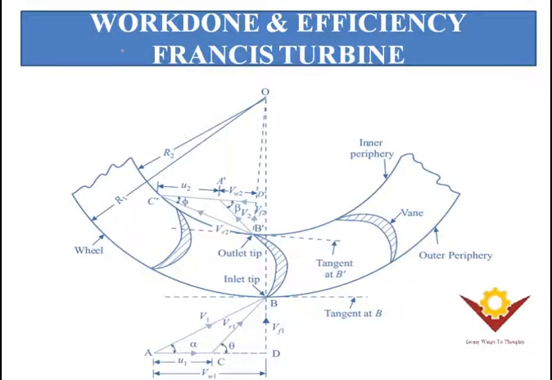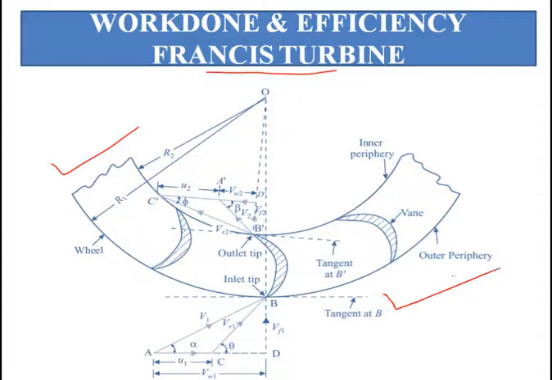And now we will see the work done and the efficiency of the Francis turbine. You can see this figure. You have already seen this figure and its schematic in the impact of jets on a series of radial vanes. If you want any information, you can see my previous video on the impact of jets on a series of radial vanes. Clear? You can see this is the inlet of the flow, and this is the outlet of the flow.